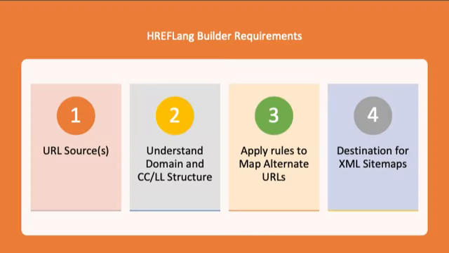To use this solution, we require 4 elements. The first being a URL source. This can be from multiple sources. Number 2, we need to understand your domain, country, and language structure. Basically, how is each market website set up? We need to apply one of the multiple rules to map alternate URLs to help identify them. And lastly, we need a destination for the final XML sitemaps.